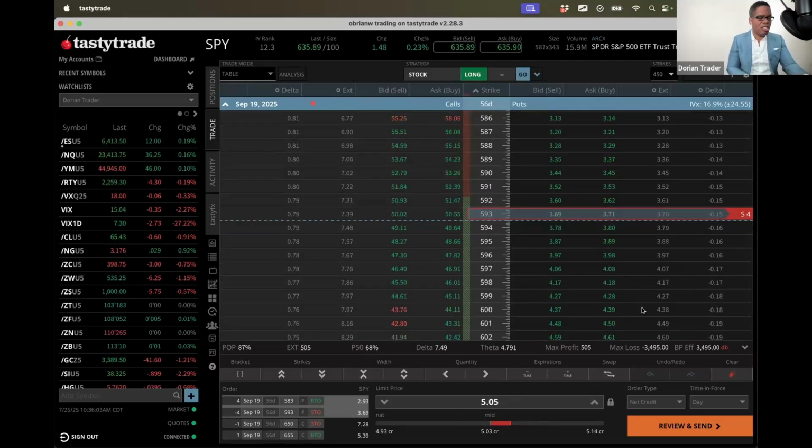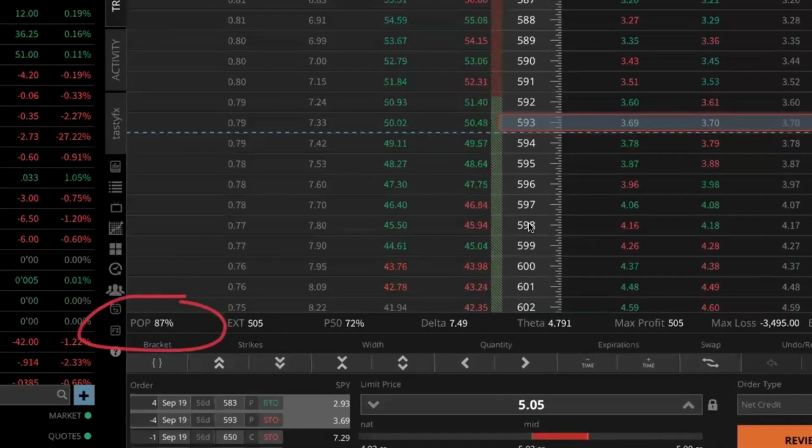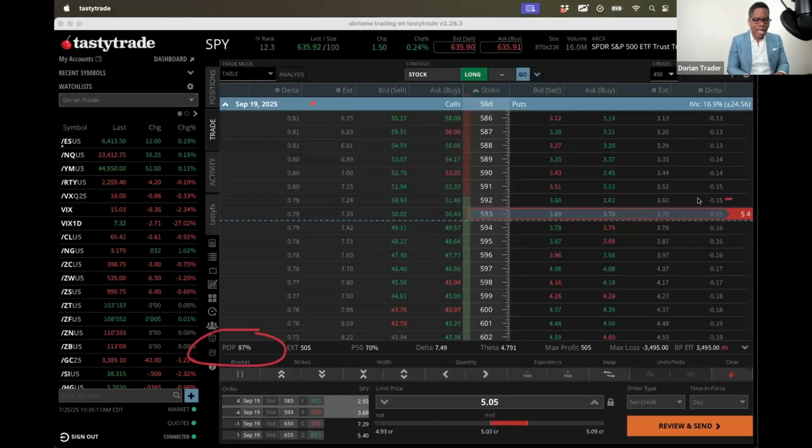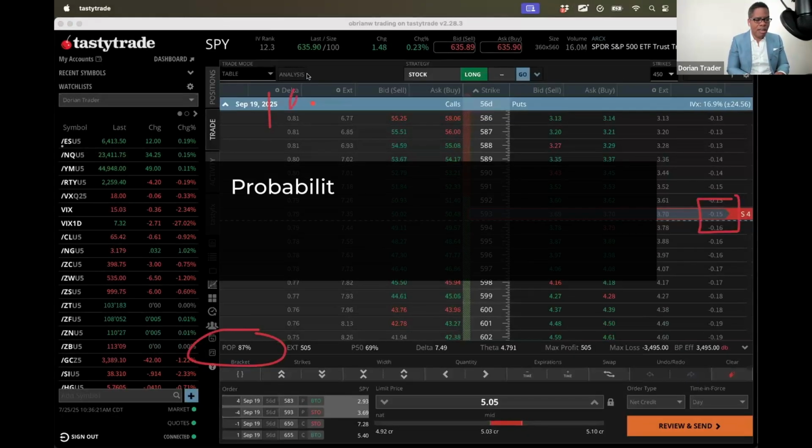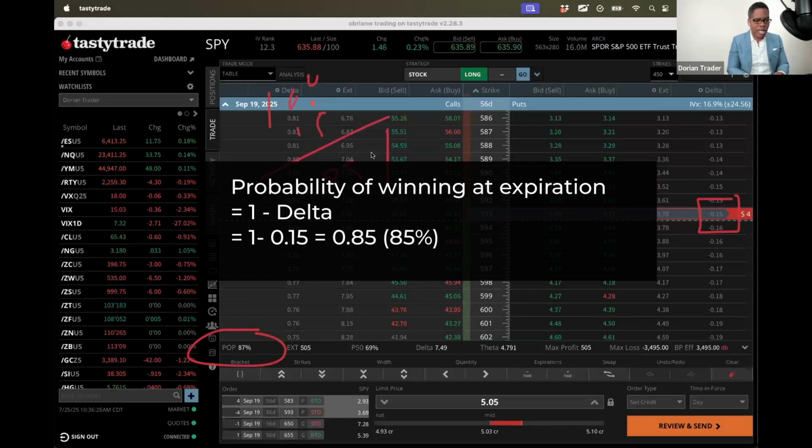Here at Dorian Trader, we like to start off our risk areas no higher than a 15 delta, so we can have at least an 85% chance of winning. You can see that TastyTrade is saying we have an 87% chance of winning on this trade at this point. I just go by these deltas here on the risk side, so 15 minus that from 100 is going to give me the 85% chance of winning at expiration.